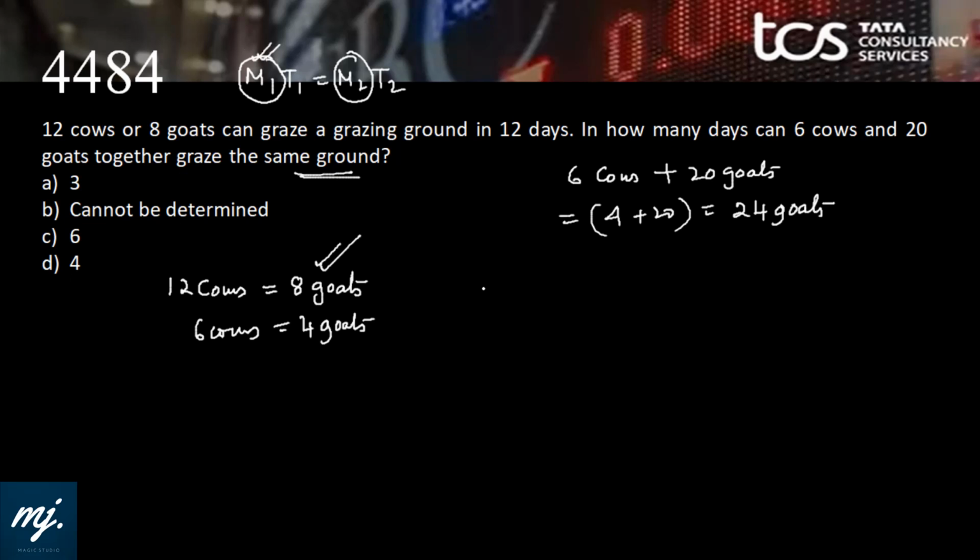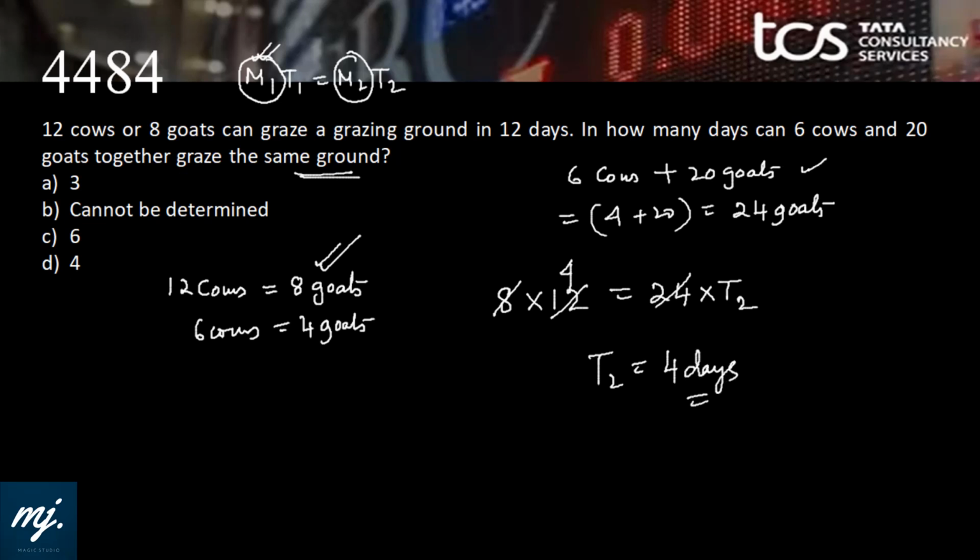And in M1, then we will consider goats itself. So M1 T1 equals M2 T2. 8 goats graze in 12 days. 24 goats graze in how many days? We need T2. 8, 3, gone. This is 4. T2 is 4 days. This group of animals would be grazing the same ground in 4 days. Option D fits in.